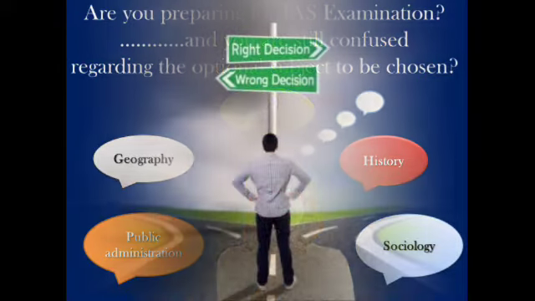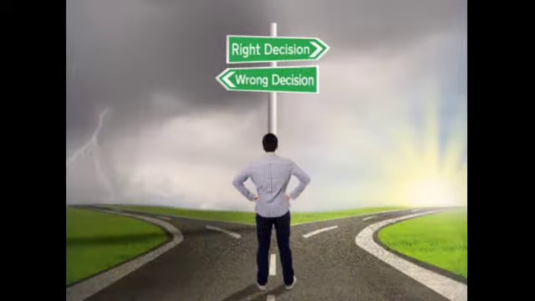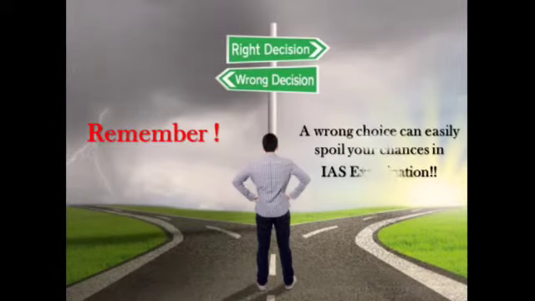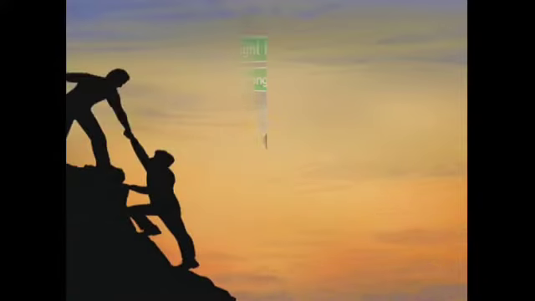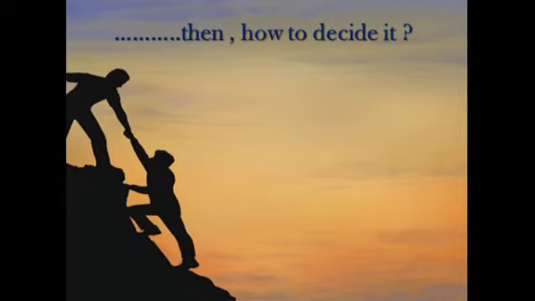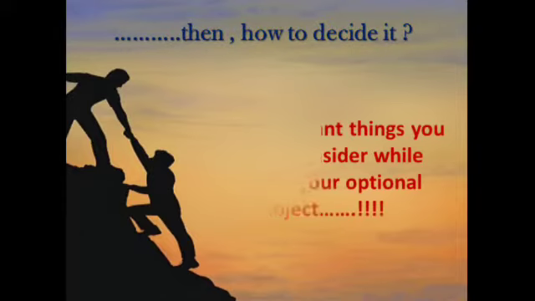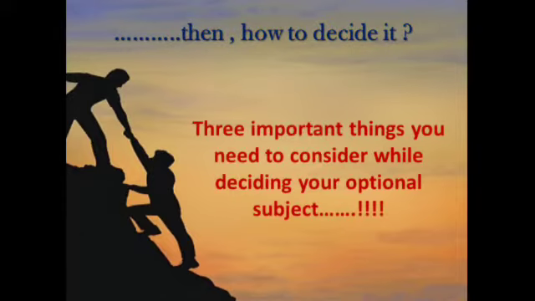Now the question arises: how to choose an optional subject? You know that a wrong decision regarding the selection of a subject can make or mar your fortunes in the IAS examination. It can spoil your chances, so the right decision has to be taken. How do you decide whether to go for public administration, history or geography? So let us help you.